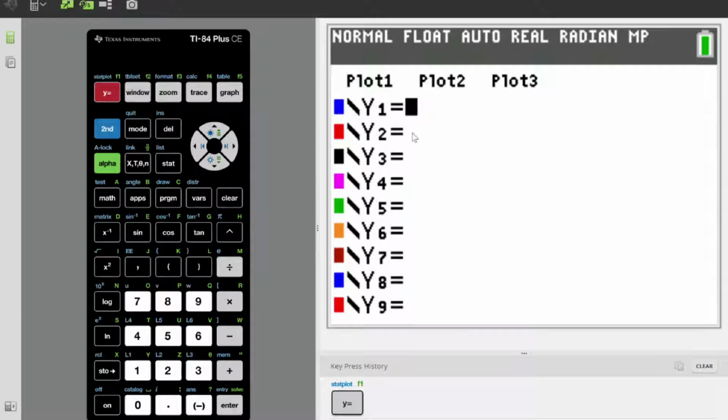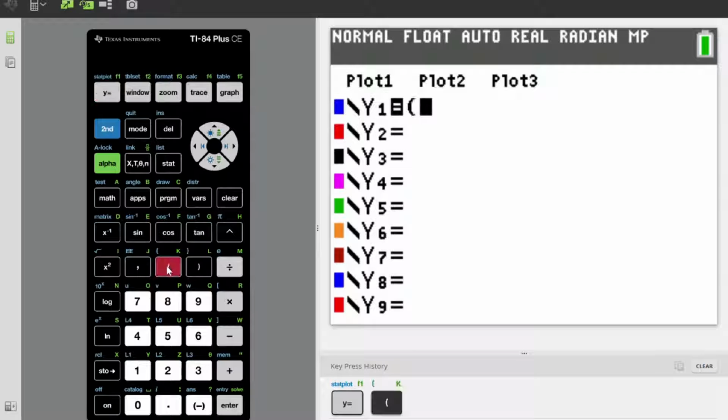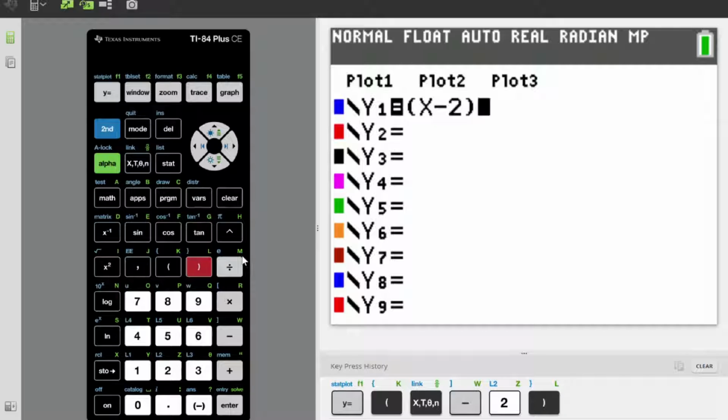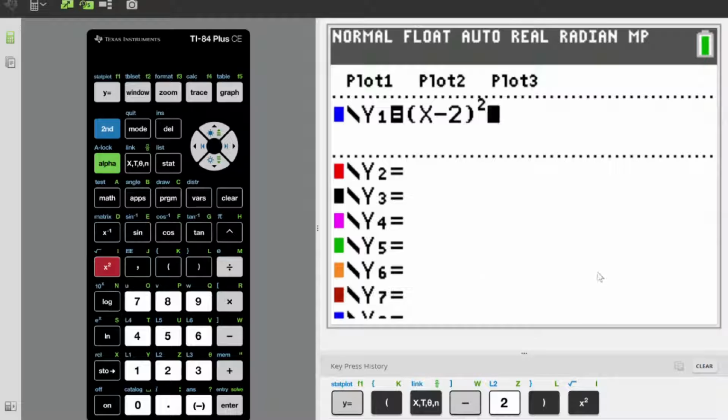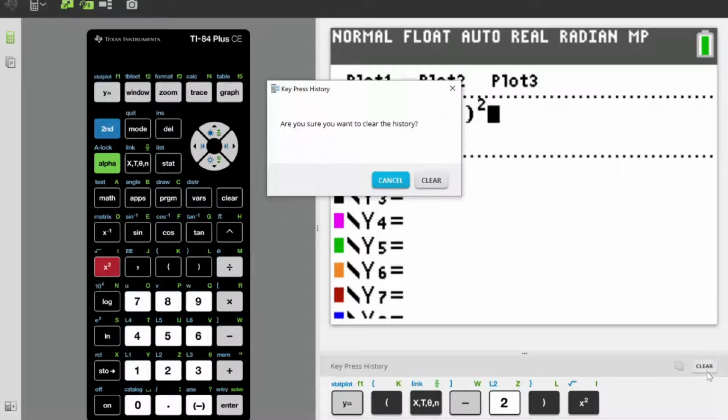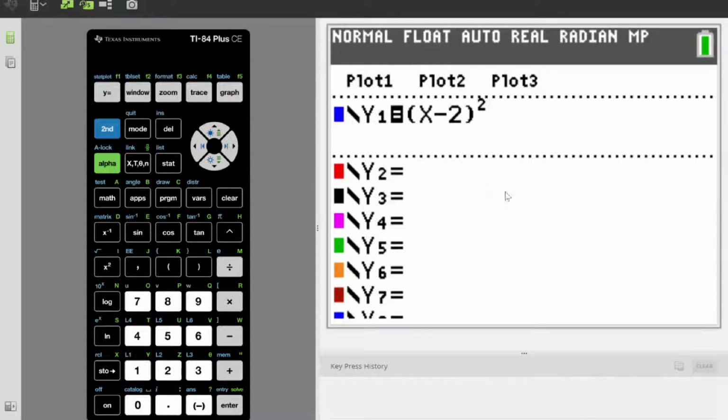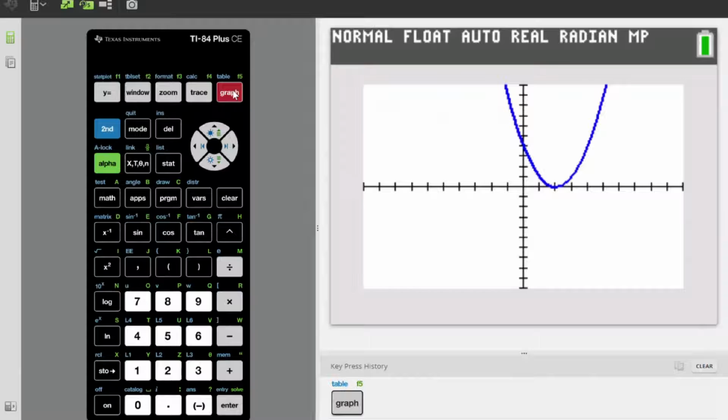So the first thing I'm going to do is go with this equation that I've been working with. It's a quadratic, and I'm just going to type in my parentheses x, because that's where my independent variable is stored, x minus 2, close parentheses, and then I'm going to go over here to x squared because I'm trying to square that set of parentheses. So that is step 1. Now, I'm clearing my key history just so it doesn't get too cluttered there, and I'm going to hit graph so you can see what that graph looks like. That is a quadratic.